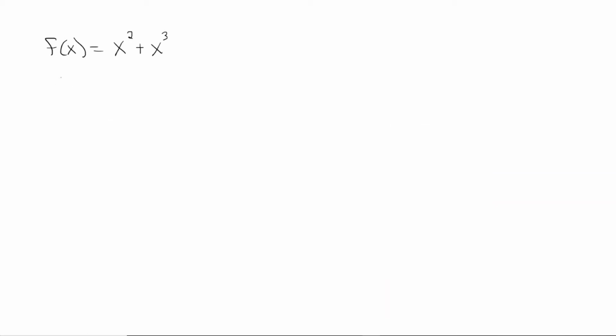Let's look at one more, x squared plus x cubed. If I try to find f of negative x, I get negative x squared plus negative x cubed. A negative times a negative is a positive, and a negative times a negative times a negative is a negative. So I haven't left the function alone. This is not the same as the original function, so it's not even.